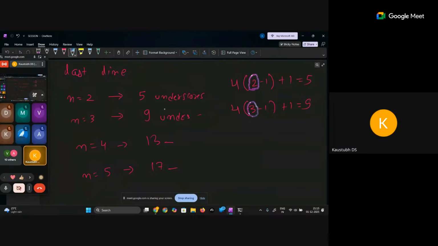Okay. Why am I highlighting this? To make it correspond with the following. Then we have 4 times 4 minus 1 plus 1 outside. That gives us our 13. So, yep.